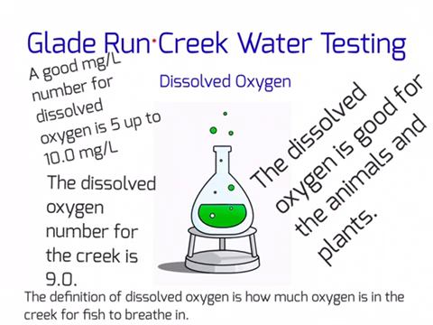The Glade Run Creek water testing again, but this is for dissolved oxygen. A good number for dissolved oxygen is 5 up to 10 milligrams. The dissolved oxygen number for the creek I got was 9. The definition of dissolved oxygen is how much oxygen is in the creek for the fish to breathe. Dissolved oxygen is good for animals and the plants, which is a very good thing considering fish need oxygen to survive when they breathe it through their gills.